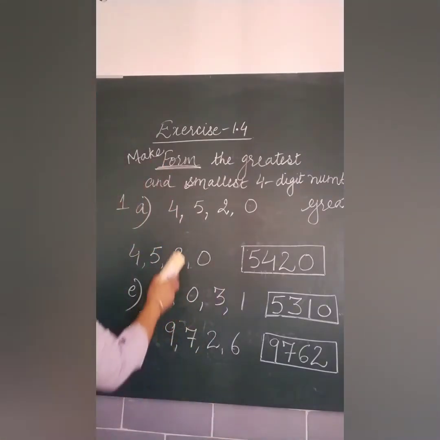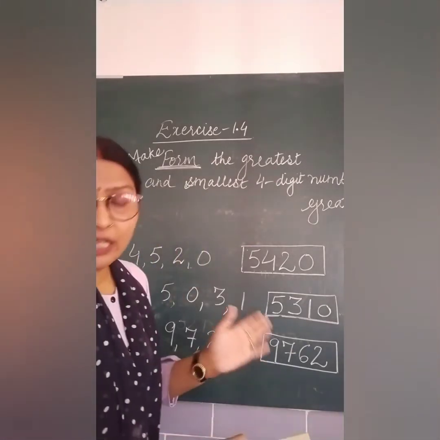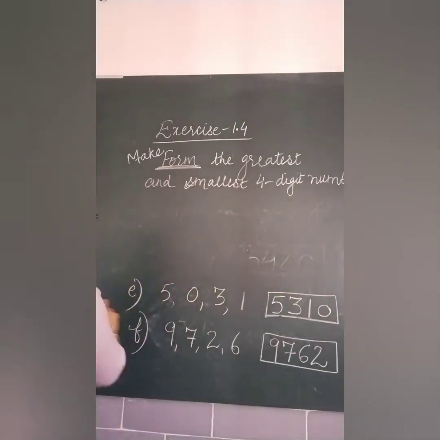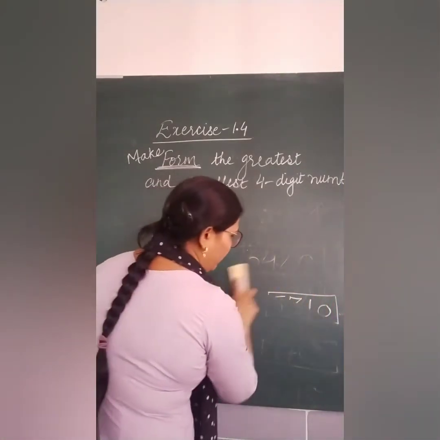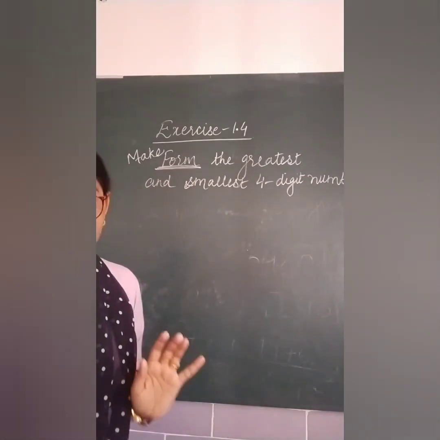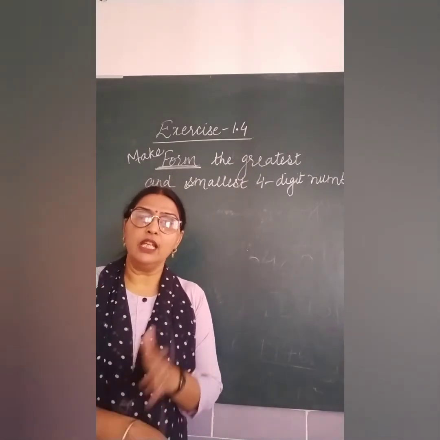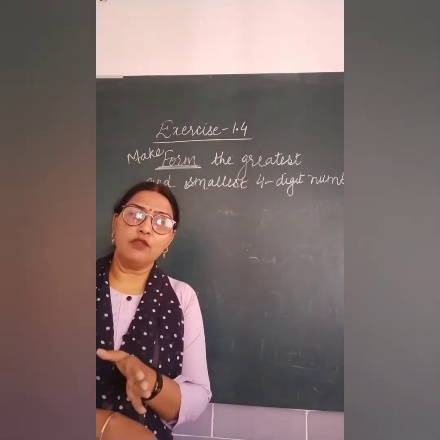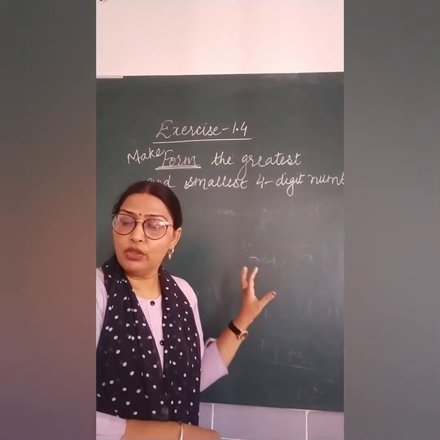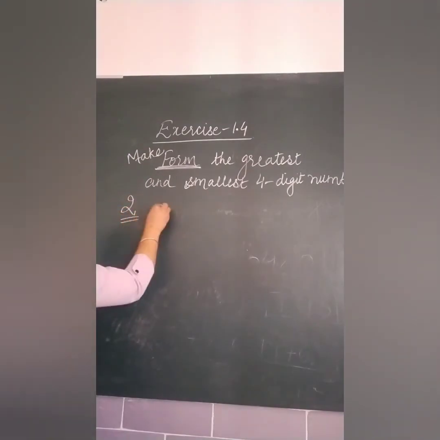Now let's move to sum number 2. In sum number 2 we have to form the smallest number. For forming the smallest number we have to arrange the digits in increasing order, or we can also say ascending order. Now we are going to do, you can see it carefully, A part, second sum.